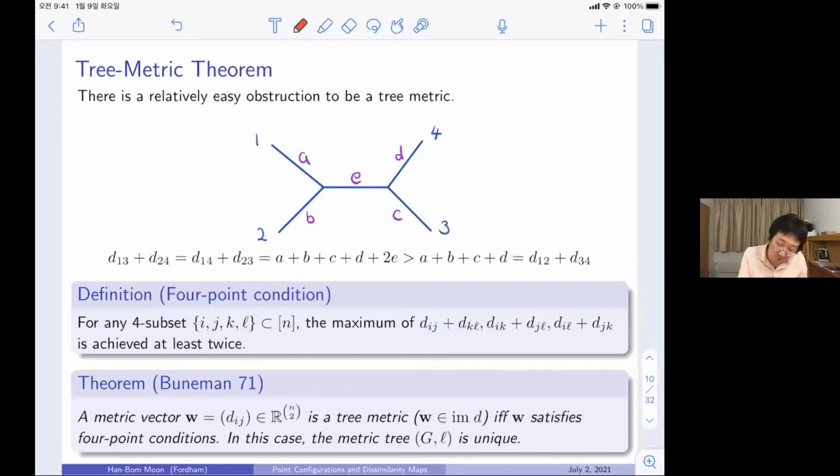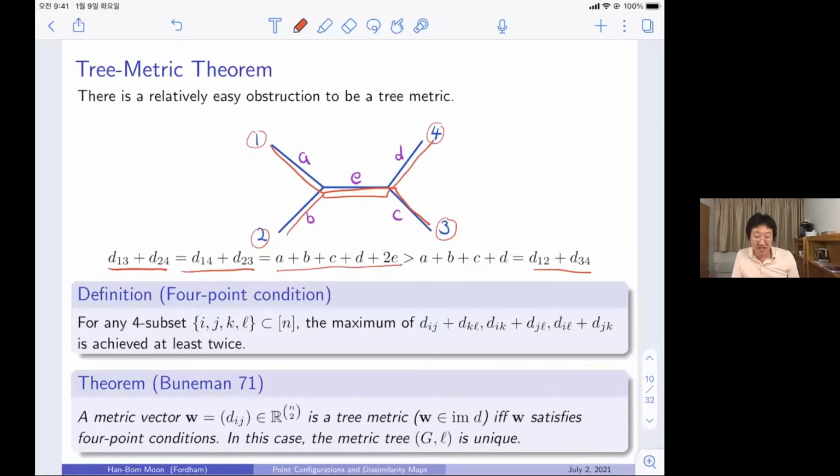Now take 4 different leaves, and you can draw essentially only 4 different kinds of trees with 4 leaves. Here is one of the examples. If you look at this tree, let's compute these 3 numbers: D13 plus D24, D14 plus D23, and D12 plus D34. If you do the computation quickly, D13 is A plus E plus C, and D24 is B plus E plus D. So you can check that the sum is A plus B plus C plus D plus 2E.